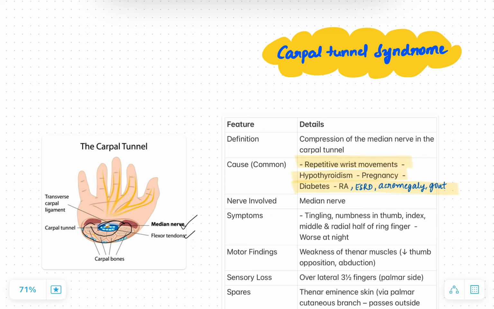And in hypothyroidism, there is mucopolysaccharide buildup and soft tissue swelling. And in diabetes, the nerve becomes more vulnerable to compression because of the microvascular issues and diabetic neuropathy. And in rheumatoid arthritis, there is inflammation of the joint and tendon sheaths leading to swelling in the tunnel. And also in cases of acromegaly, there is tissue overgrowth that narrows the tunnel. And in gout, the uric acid deposits, like tophi, will be compressing the tunnel, leading to median nerve compression, causing carpal tunnel syndrome.